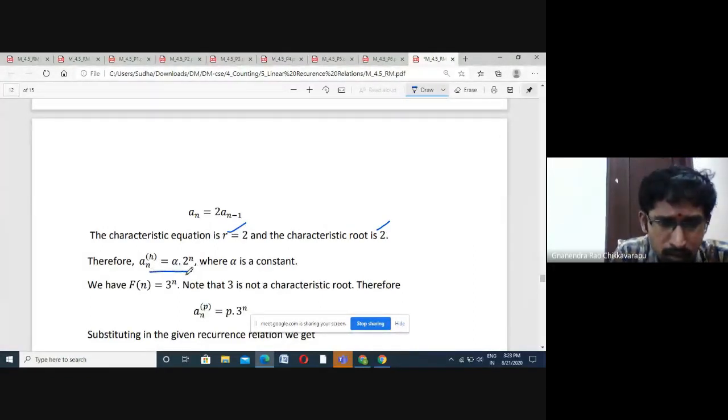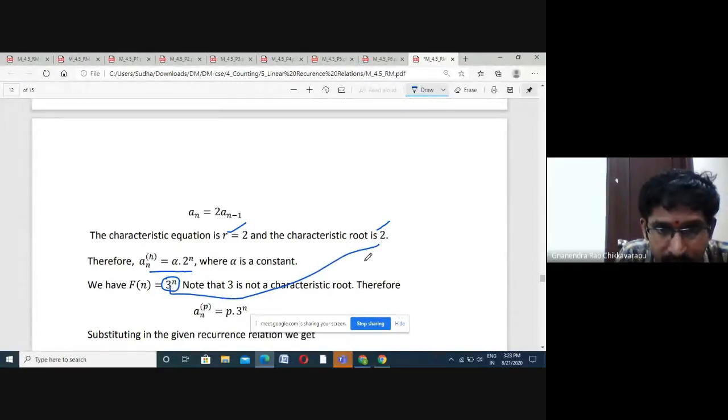Now coming to a_n^(p), the particular solution, have a look at the term f(n), that is 3^n. If f(n) is of the form 3^n or 2^n or 5^n, have a look at this number. If this 3 is not a characteristic root, that means 3 is not seen in the characteristic roots, then you should take a constant times 3^n. This is the process.